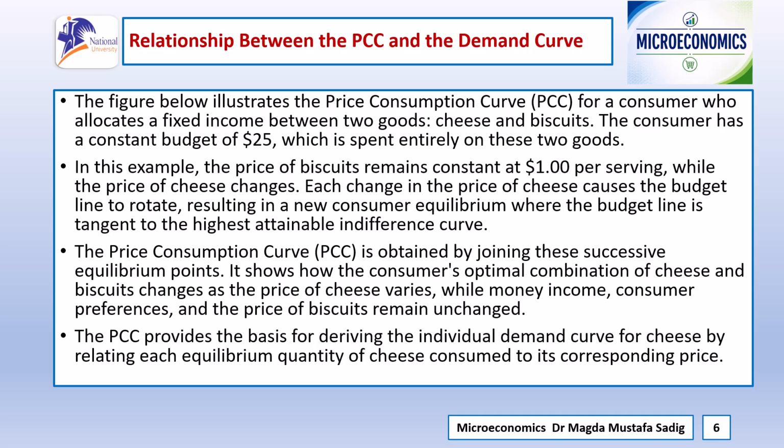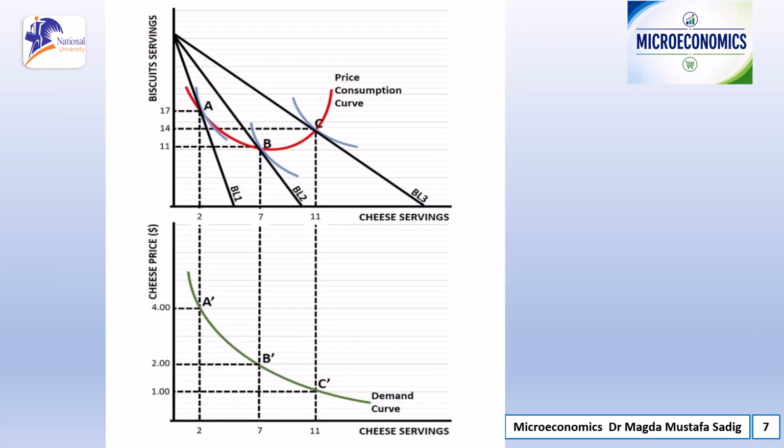Understanding the demand curve. Let us focus on the lower graph. Notice that when the price of cheese falls from 4 to 2 to 1, the quantity demanded increases from 2 to 7 to 11. This gives us a downward sloping demand curve.